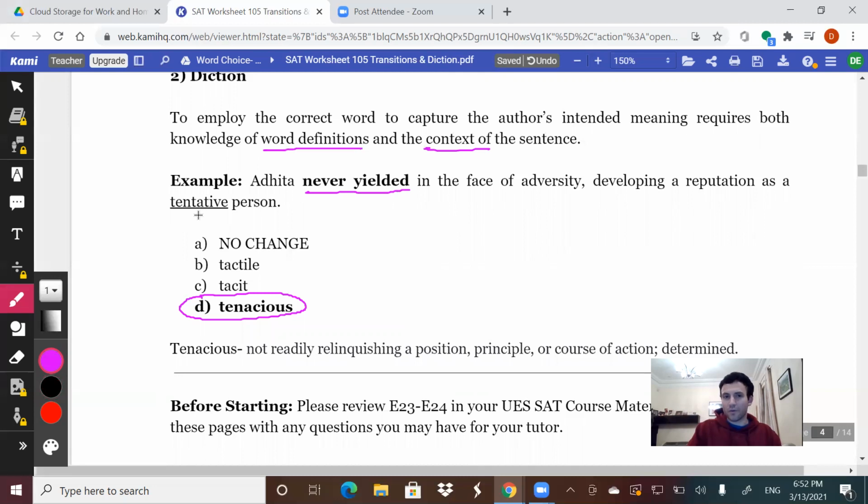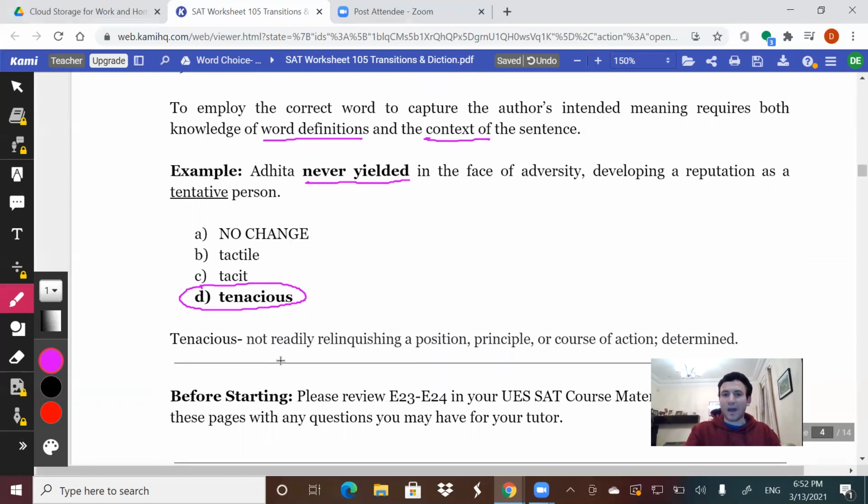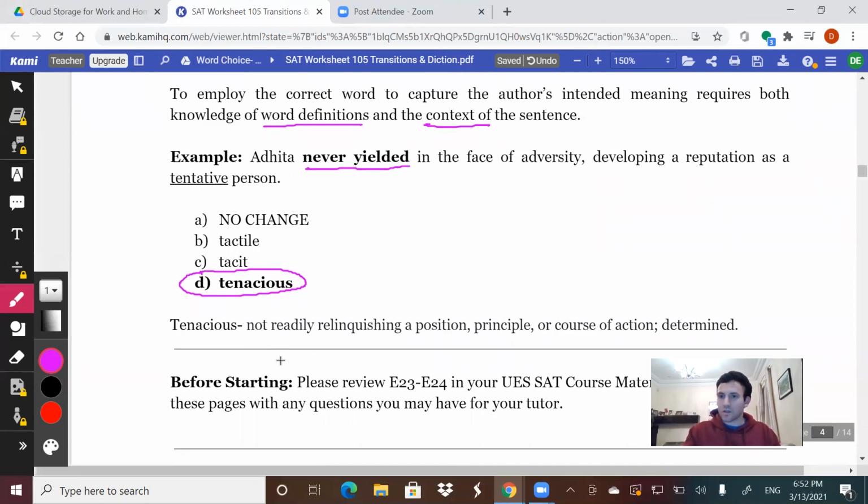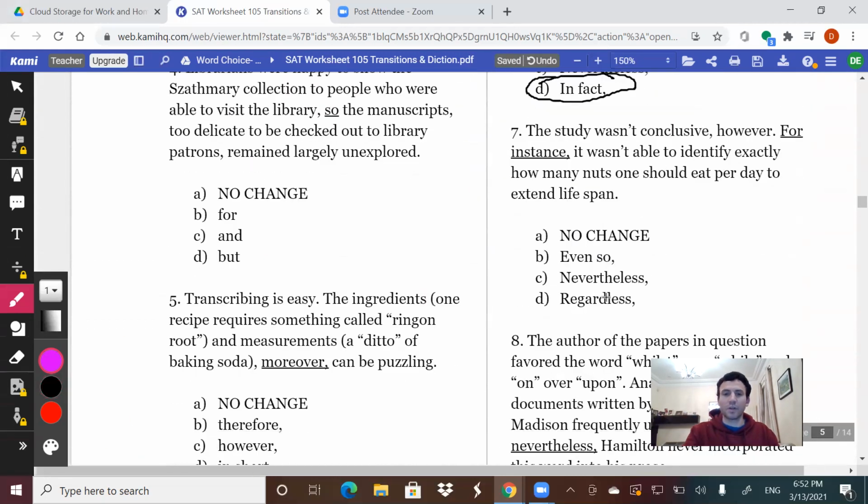Tentative means you're uncertain or unsure. Tactile relates to feeling, your senses. Tacit means implied, like a tacit nod is one where you're just implying it's okay. Or tacit approval is when someone asks, may I go to the bathroom, and the teacher goes, that's just tacit approval. But anyway, here's a definition for tenacious, being determined. So again, it helps to know definitions. But let's look at a few examples.